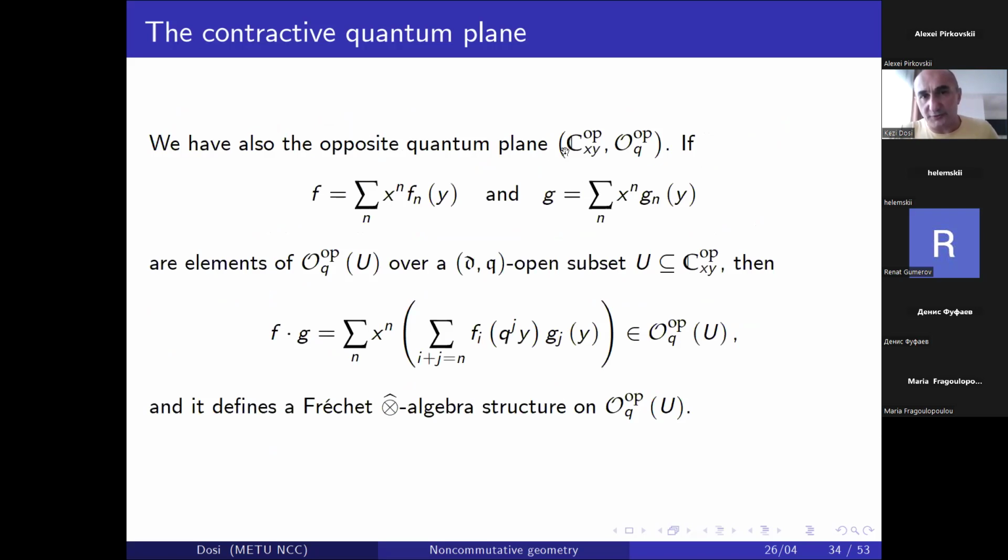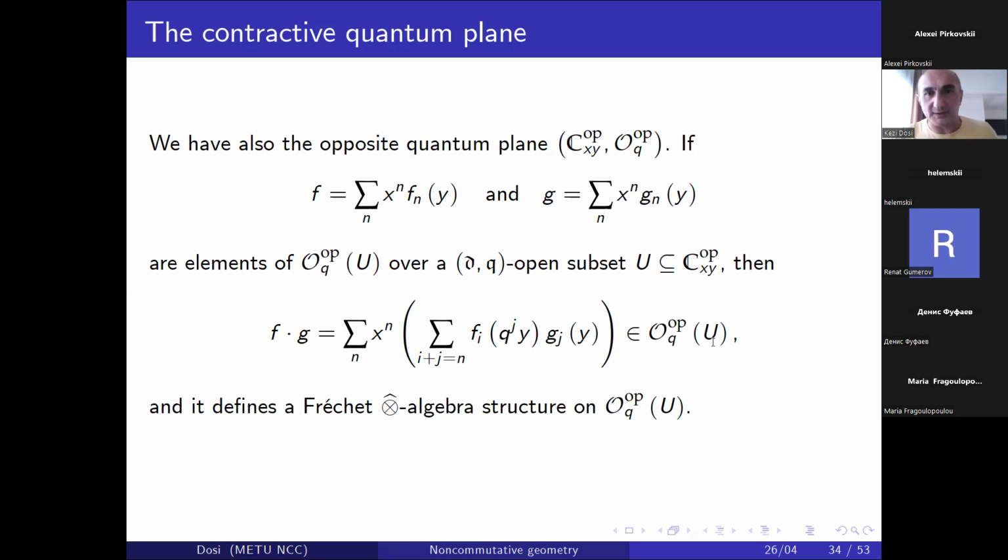Yes, we also have, I told you, the opposite quantum plane, flipping topologies: X with the D topology, Y with the Q topology. Again, you can take these formal power series and multiply them. Look, the rule is more or less the same, right? Just X and Y flipped. But pay attention now, q to the power j pops up here in the first variable. This is in the second one, right? Again, this one defines a Fréchet algebra structure. So this is a non-commutative Fréchet algebra presheaf.